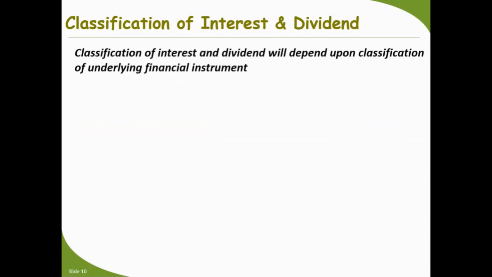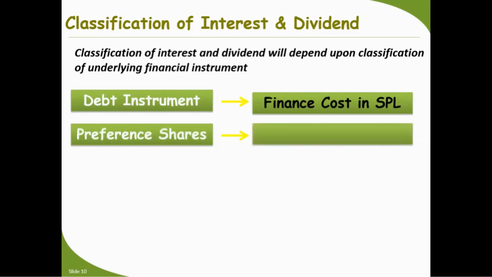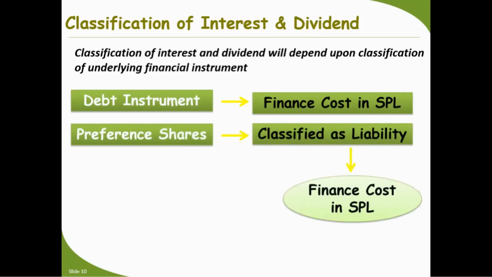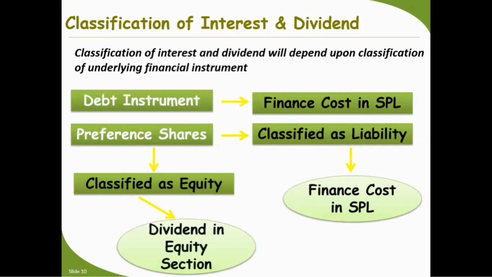Then how to classify interest and dividend? Its classification will depend upon the classification of the underlying financial instrument. If your financial instrument is classified as debt, your interest will be finance cost. For debt instruments, it's very clear: it is finance cost in your statement of profit and loss. But if you have preference shares, its classification will depend. If it is classified as financial liability, then the relevant dividend is your finance cost in your statement of profit and loss. But if preference shares are classified as equity, then your dividend is in the equity section, okay?